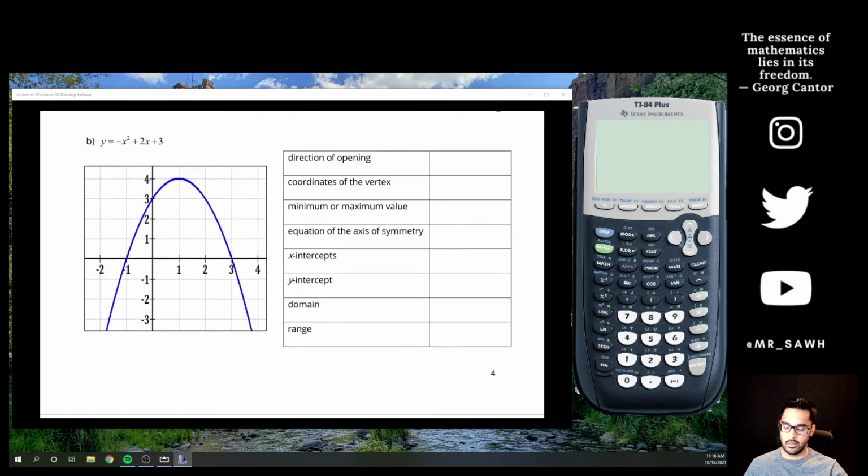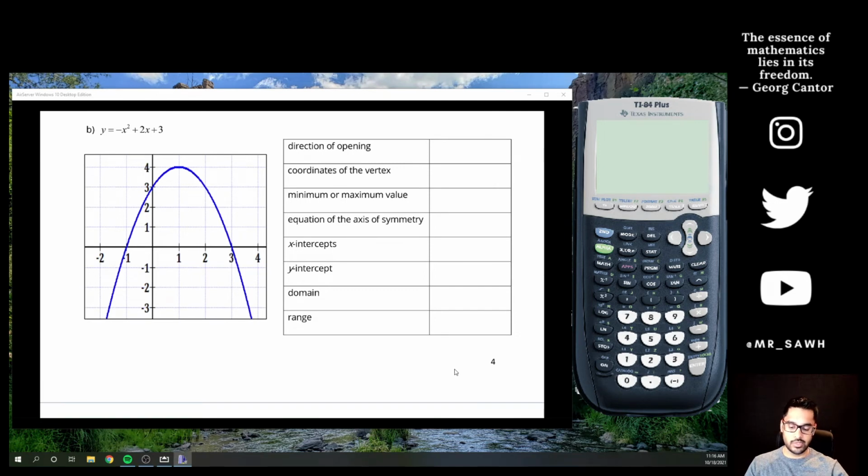We can try it again with a different graph. And it's moved slightly, so think about the same questions. Direction of opening, this time it's down. Coordinates of the vertex. Well, there's my vertex right at the top this time. This is the highest value it can be. Your coordinates of it, x is 1, y is 4. Okay, and from that, I know the maximum or minimum value. Well, I know this is a maximum because that vertex point is the highest point on here. So the value of it is 4 as a maximum. So the maximum at y is equal to 4.